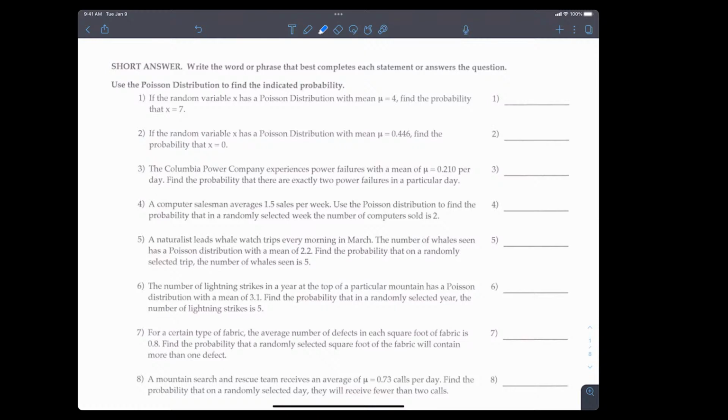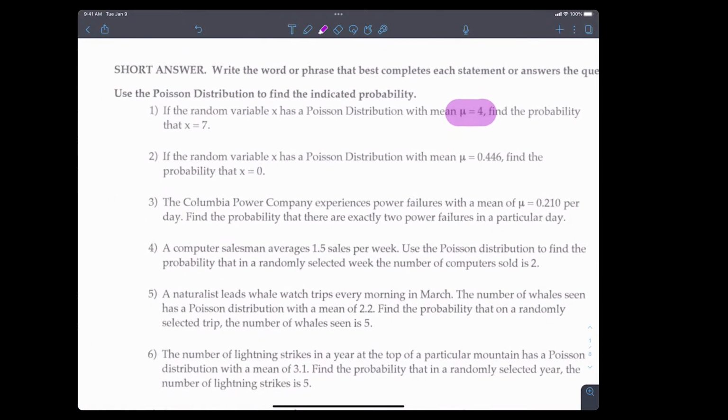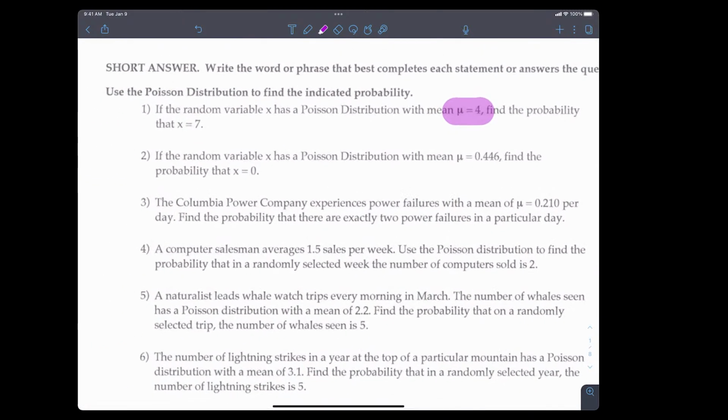Now, ladies and gentlemen, let's read this here. It says, if the random variable x has a Poisson distribution. Now remember, for Poisson, you always have to have a mean. They're saying your mean here is 4. This is mu. Find the probability that x is 7. So for the Poisson, this is P of 7. We're going to see what this is approximately. So number 1 is a pretty straightforward kind of question.